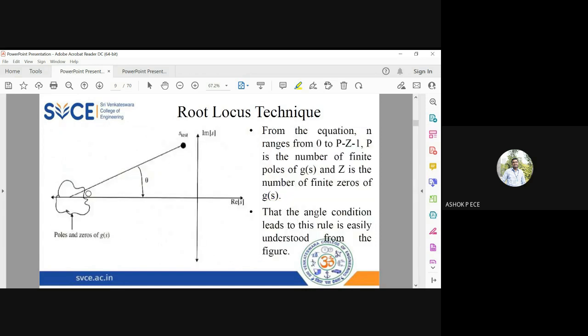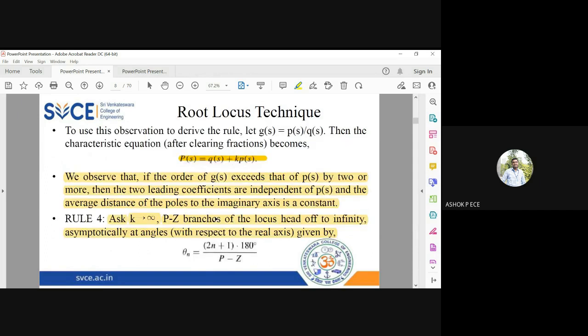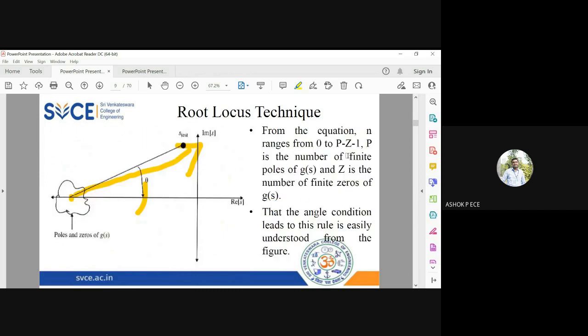You can see here, if there is a pole or zero, definitely it will branch towards infinity at some angle. What is that angle? That angle is given by this formula theta n. From the equation, you can say that n will vary from 0 to p minus z minus 1. You know p is the number of poles and z is the number of zeros.